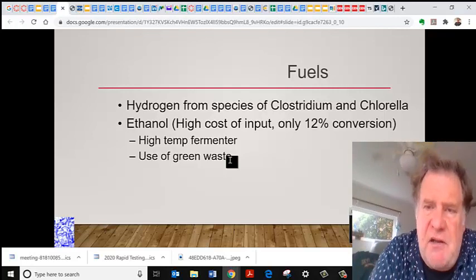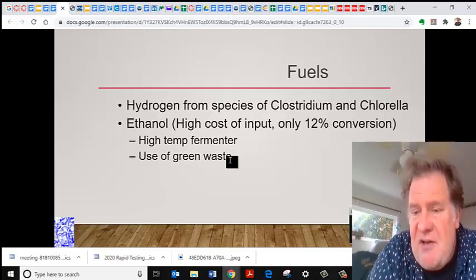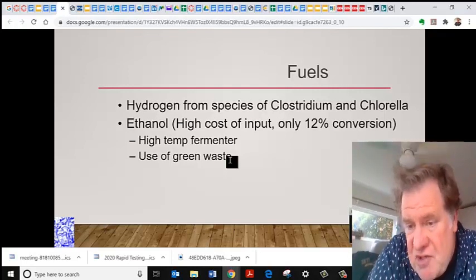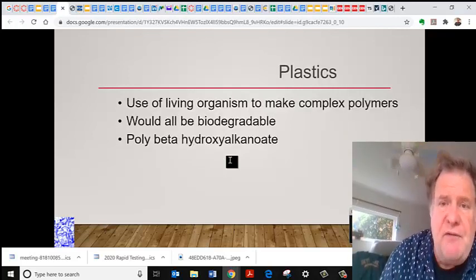Some species like Clostridium and Chlorella actually will produce hydrogen directly, and we could burn hydrogen as a fuel, which is one of those clean fuels.